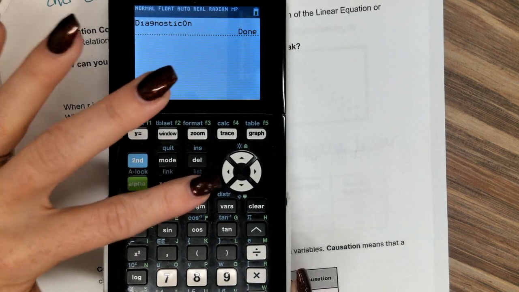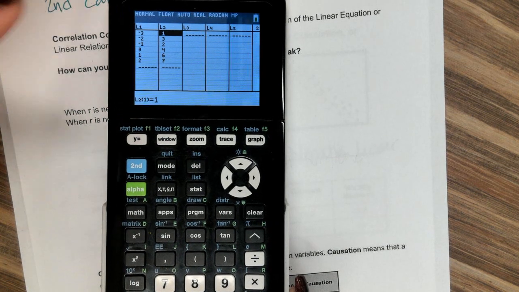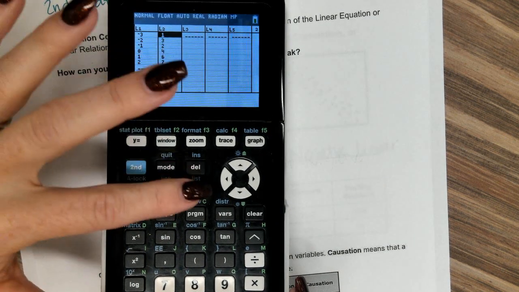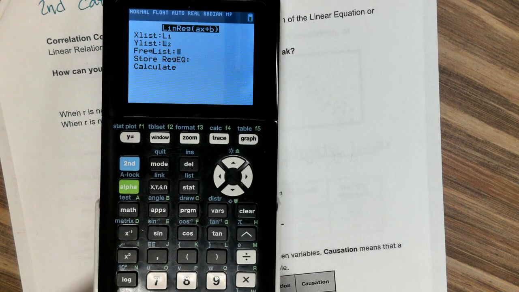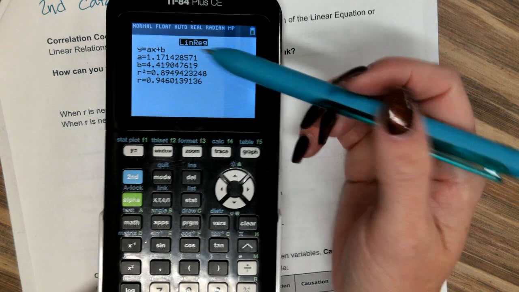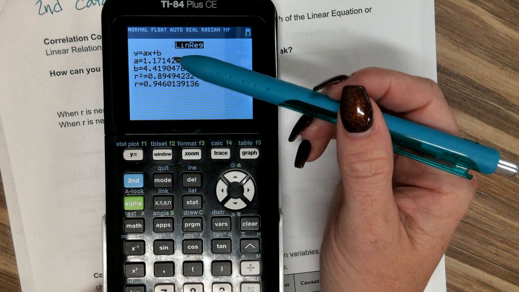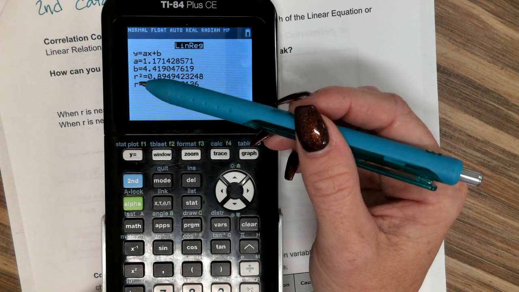Now go back to stat. Make sure you go to edit, your information's there, yes? Now go to stat calc option 4 and hit enter all the way down, and look what happened now. Is that the same answer we had a minute ago? Yes? But they gave you an R. Do y'all see the R?